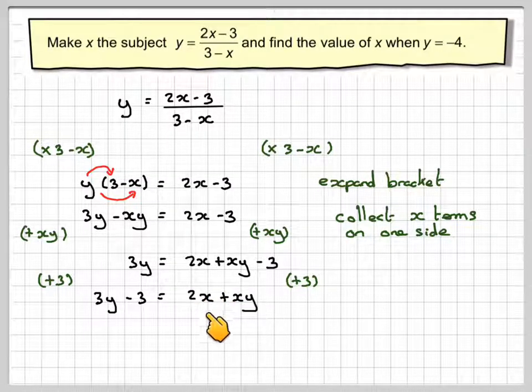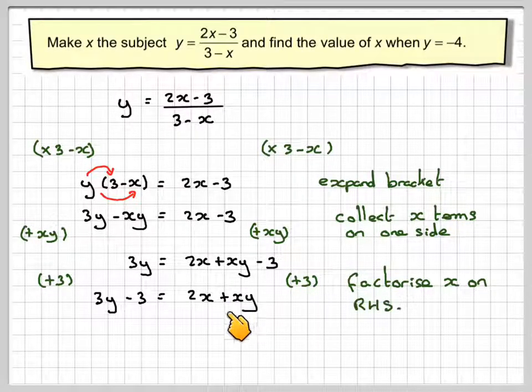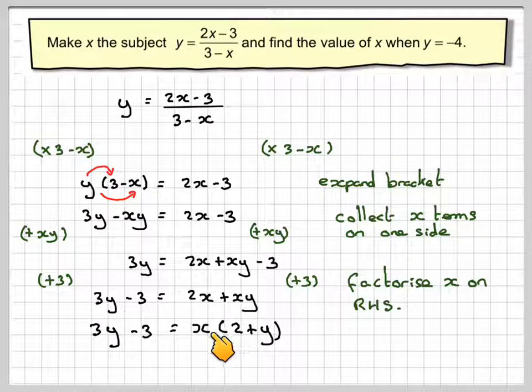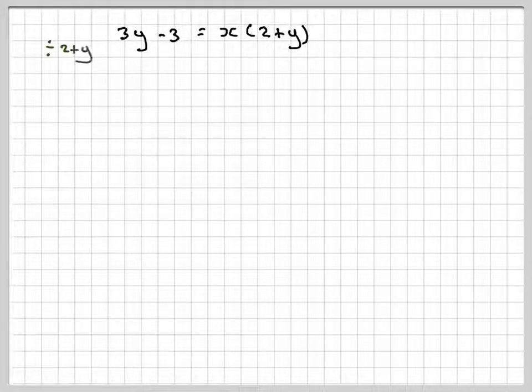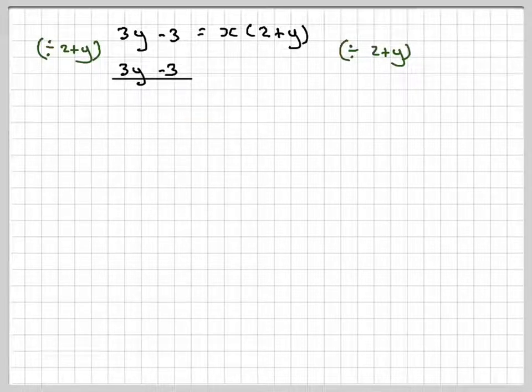In order to get just one x, what I need to do is factorize the right-hand side. So there's a common factor of x here. So that comes out, and I'm left with 2 plus y. x times that. The opposite of multiplying is to divide. So dividing both sides by 2 plus y, it's going to give me 3y minus 3 over 2 plus y is equal to x.